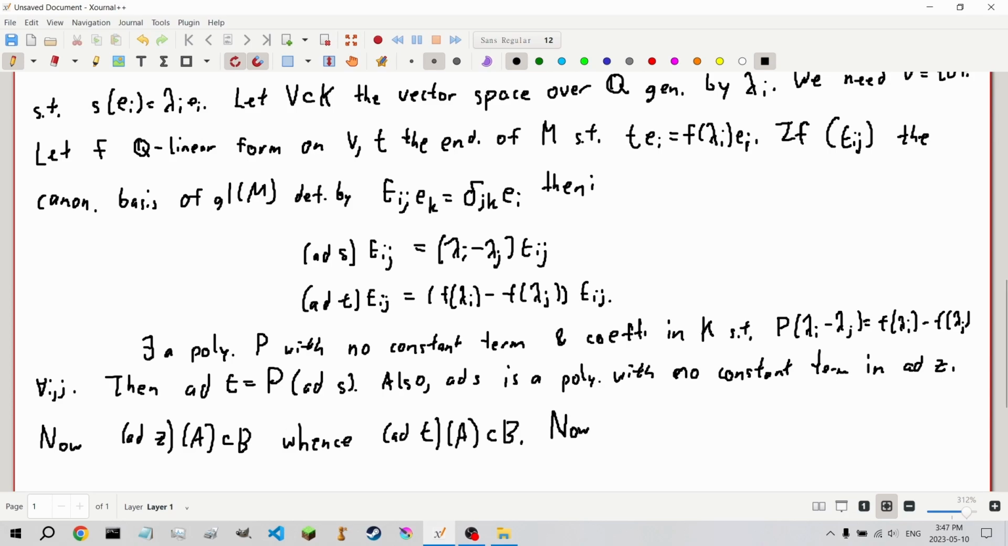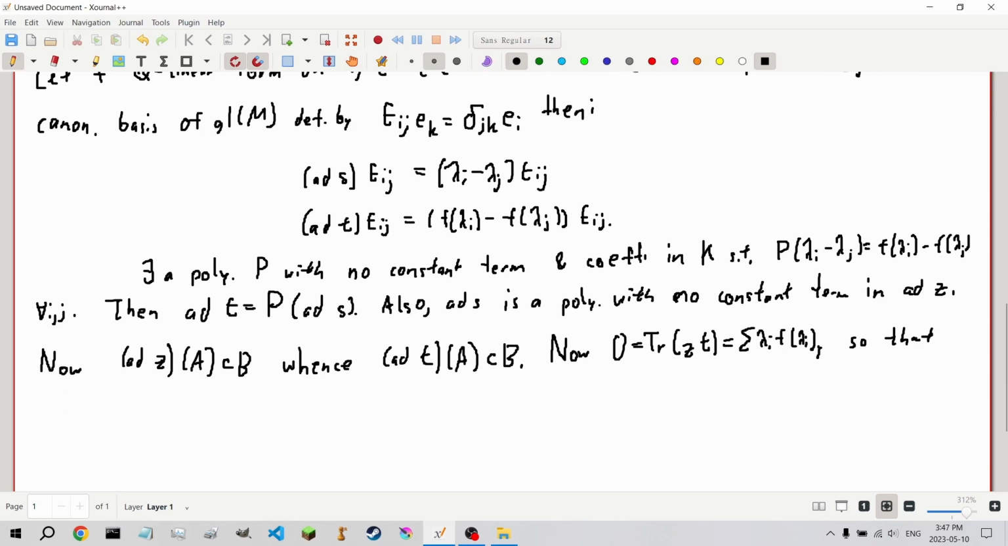Now we get that 0 is the trace of Z on T, which is the sum of lambda_i f of lambda_i, so that 0 is equal to f of the trace of ZT, which equals the sum of f of lambda_i squared. So f must be equal to 0.